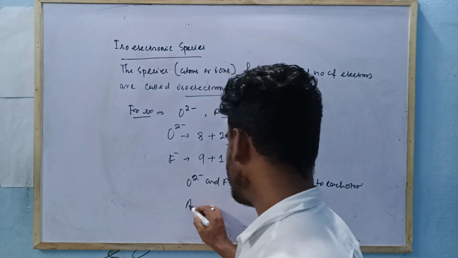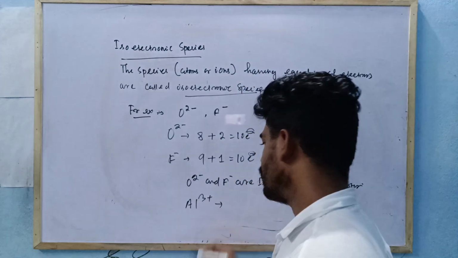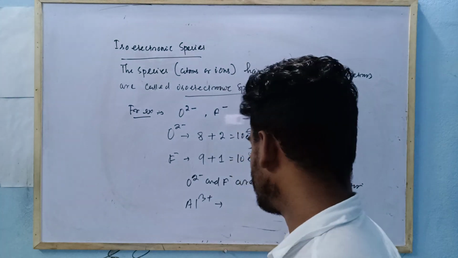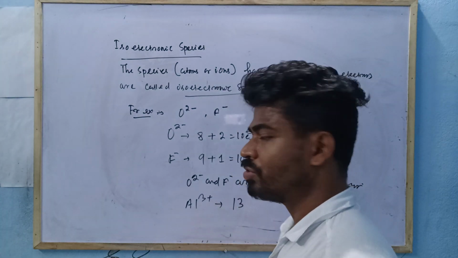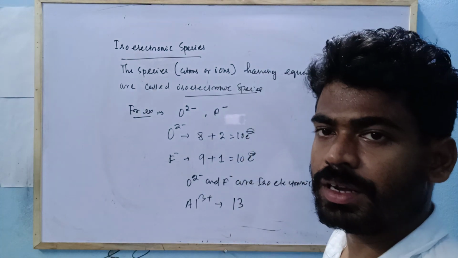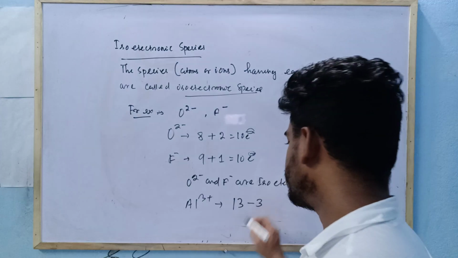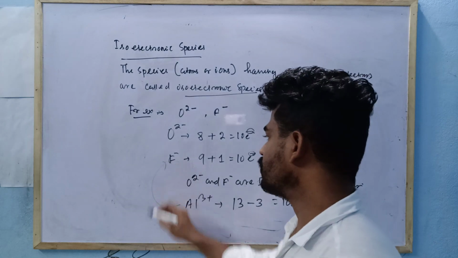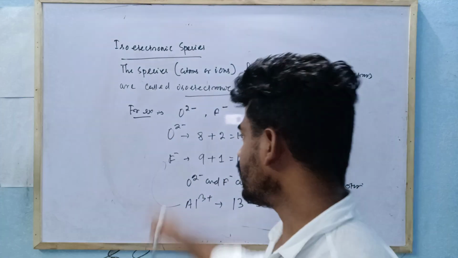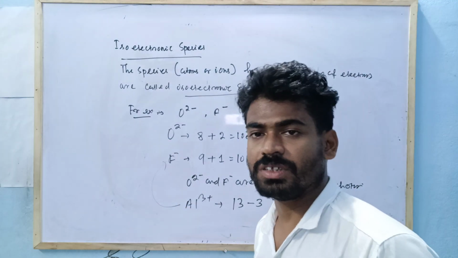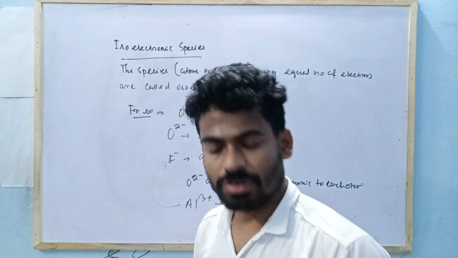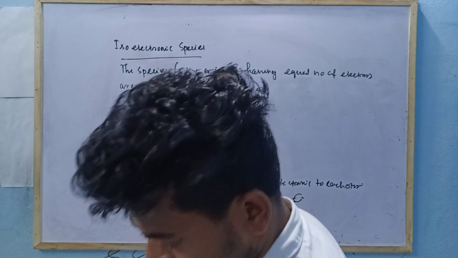Similarly, Al3 plus. In case of aluminum, its atomic number is 13, so the number of electrons is 13, and due to 3 plus, it has lost 3 electrons. So you have to subtract 3 over here, that is 10 electrons. This one is also isoelectronic to F minus and O2 minus. So the species having an equal number of electrons are isoelectronic to each other. Just remember this one.